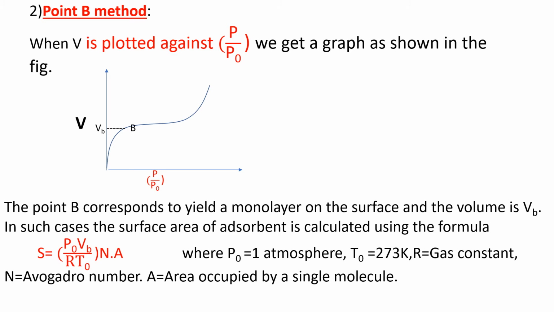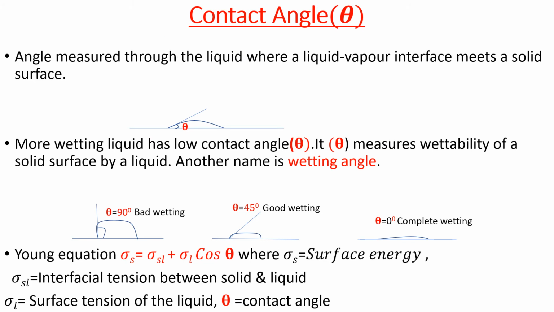That is another method. Our next topic is contact angle theta. Now what is contact angle? It is the angle measured through the liquid where a liquid vapor interface meets a solid surface. So this is the contact angle. There is a solid surface, and on the solid surface a liquid is present, and the angle measured through the liquid where the liquid vapor interface meets the solid is called the contact angle. Otherwise it is called the wetting angle. A more wetting liquid has a low contact angle. So theta, the contact angle, measures the wettability of a solid surface by a liquid.